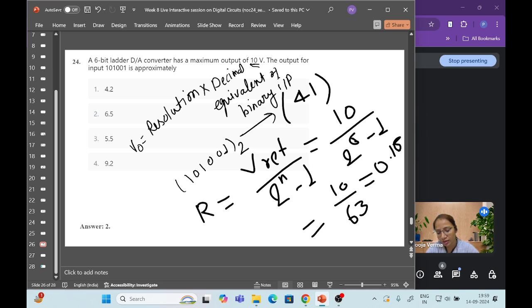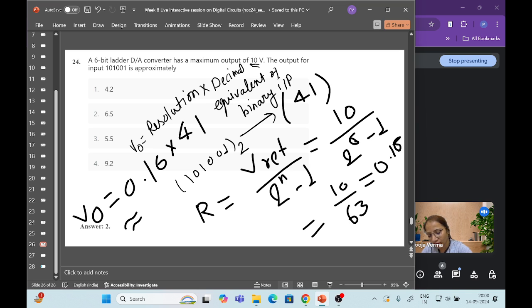Now multiply the resolution with the decimal equivalent. So V0 is equal to 0.16 multiplied by 41. Approximately you will get 6.5. So option 2 is the correct answer for this question. You already know that all of these are formula based, so you can solve them.